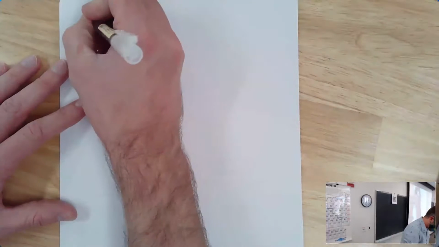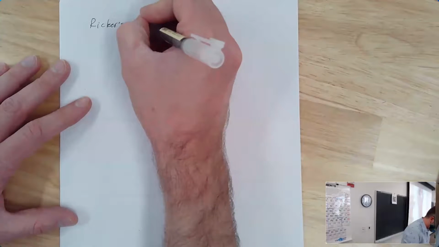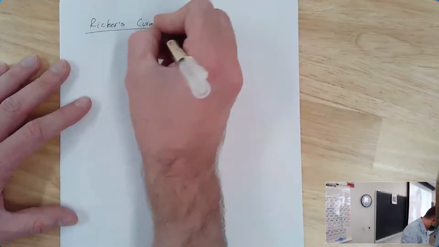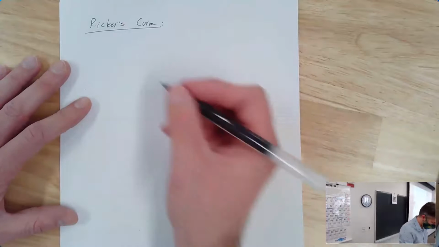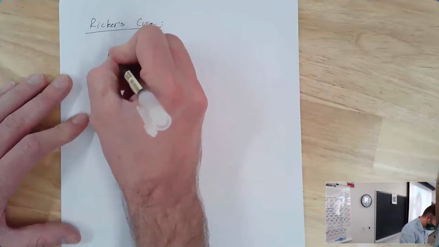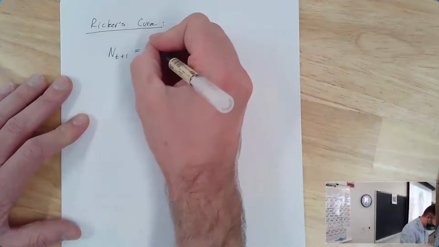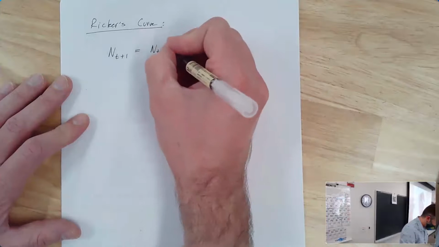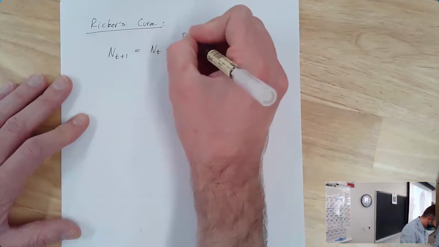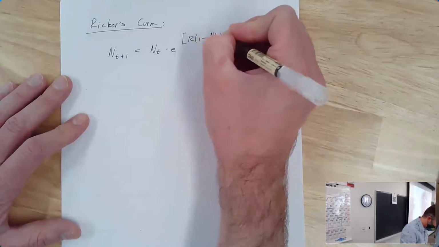Let's look at another population growth model. This one's called Ricker's curve, which I also think is making an appearance in your homework, if you're in Guy's class anyway. So the recursion is the population at time t plus 1 is equal to the population at time t times e to the r times 1 minus N_t over K.